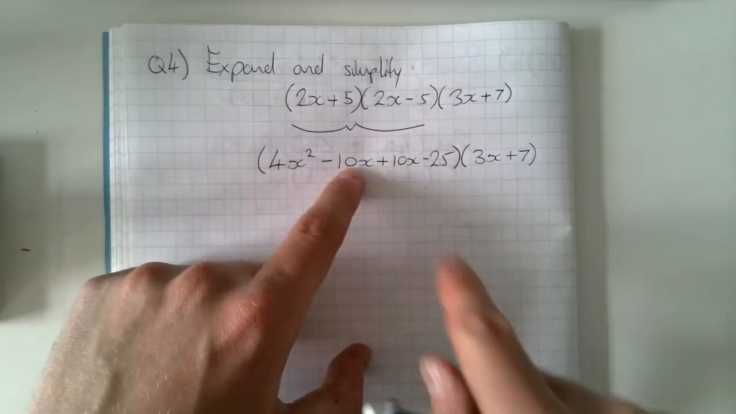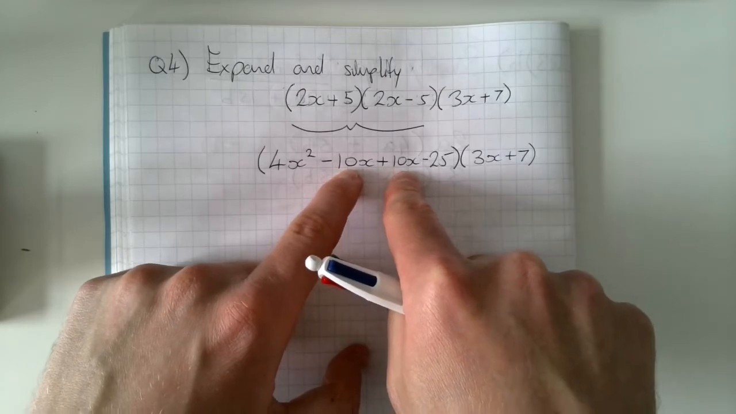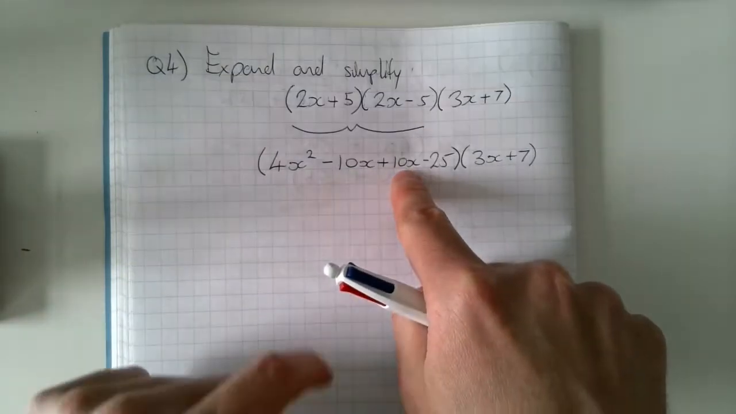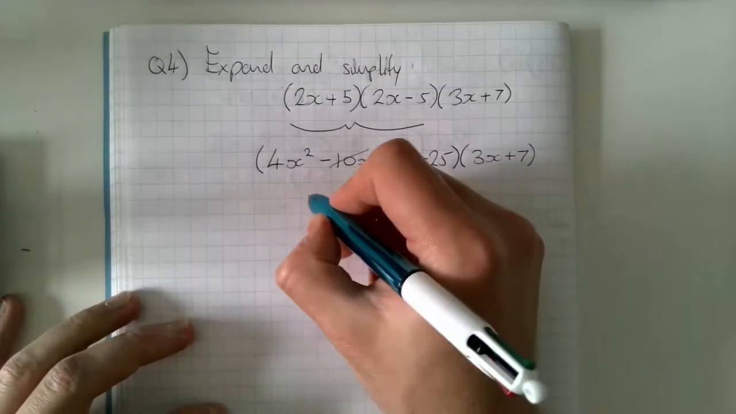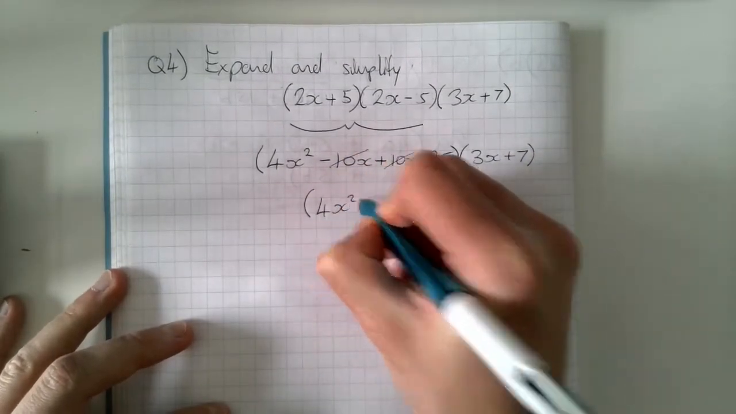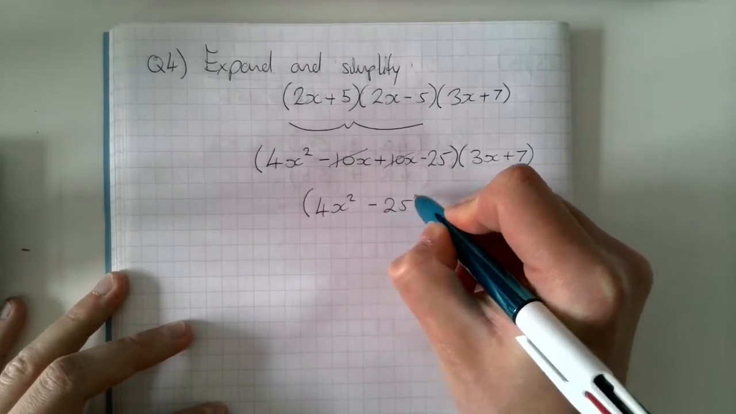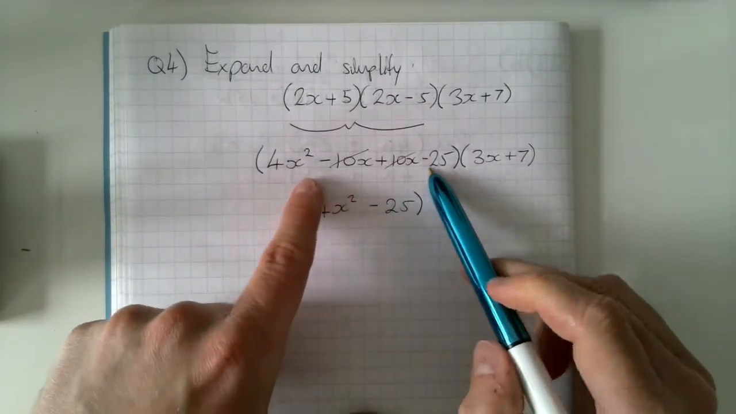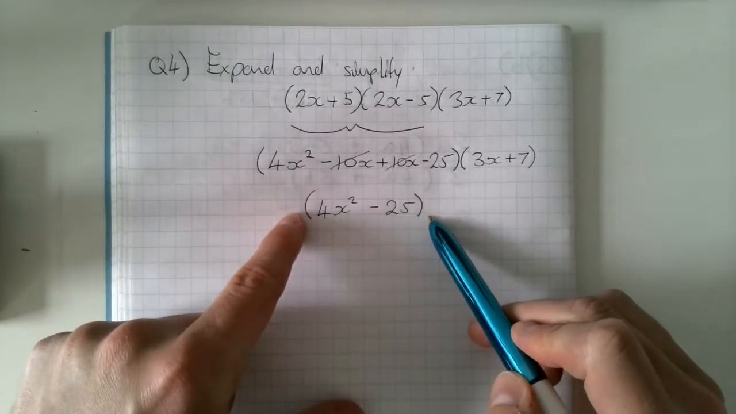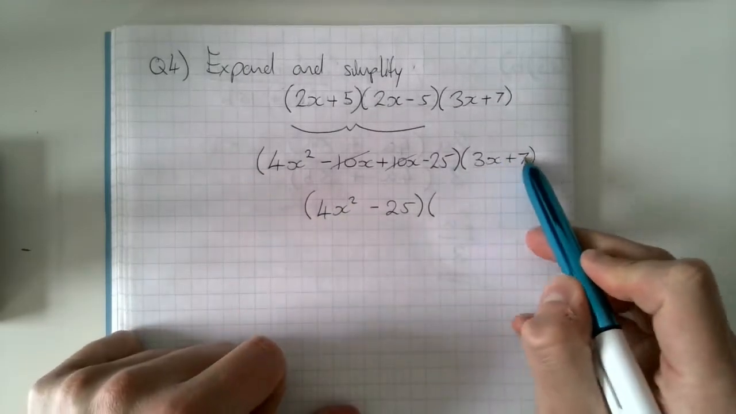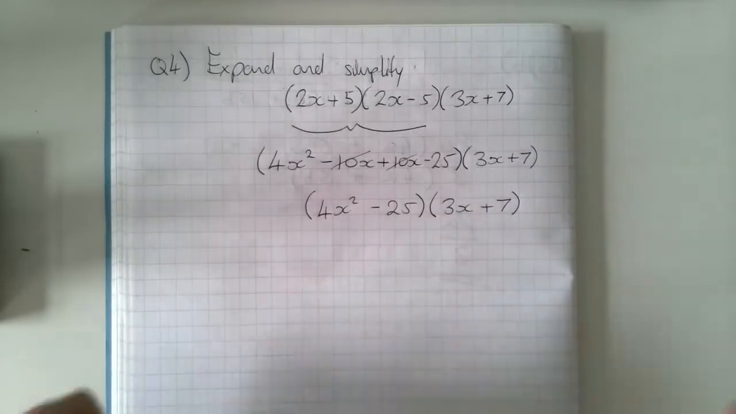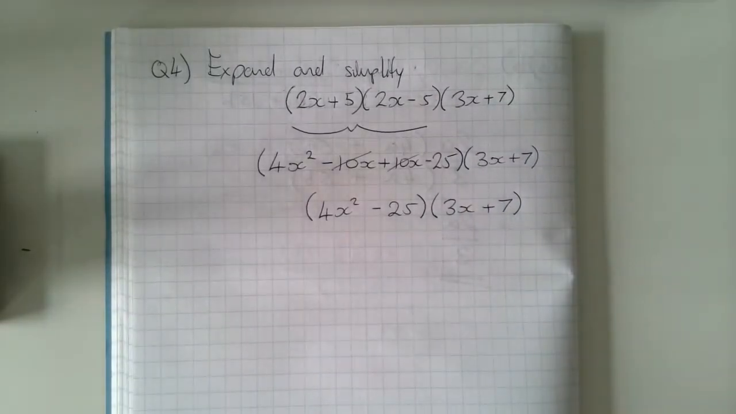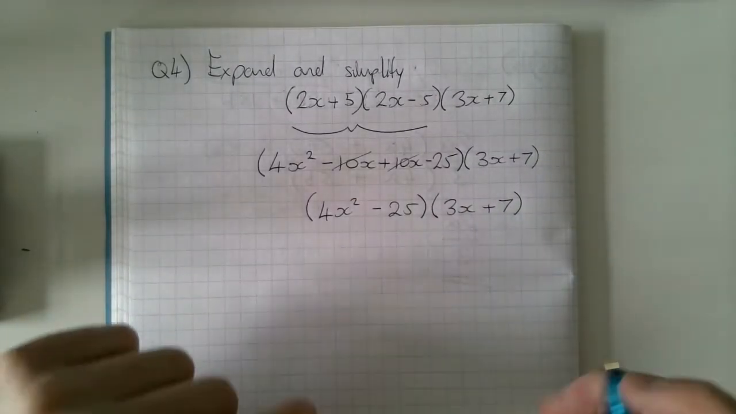So minus 10x plus 10x is going to be 0. Or I could have said 10x minus 10x is 0. So these are going to cancel here, which will leave me with 4x squared minus 25 for this bracket. But I still need to multiply by the bracket on the right hand side here, which is 3x plus 7. And now I've just got a set of double brackets which I can expand.